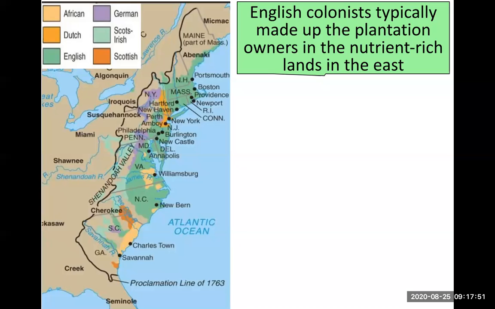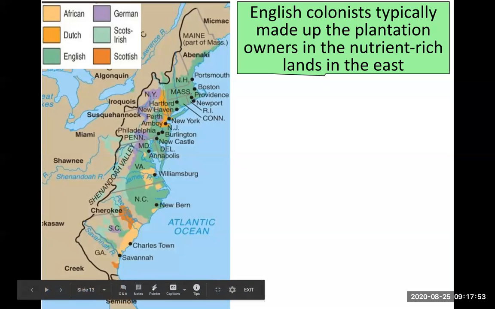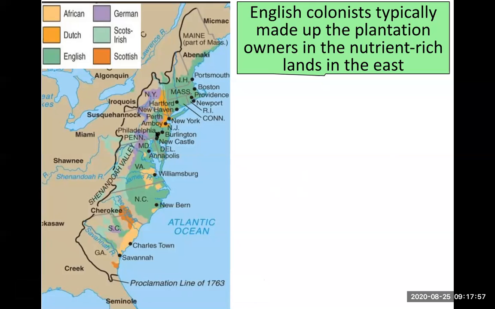And when you're talking about these rich landowners, English colonists are typically the ones who make up the plantation owners in the very nutrient-rich lands in the east, meaning that all of this land that's closer to the coast is very rich. It's good for farming. It's a really great land for them. So they get the good stuff, right? They get all the good stuff.